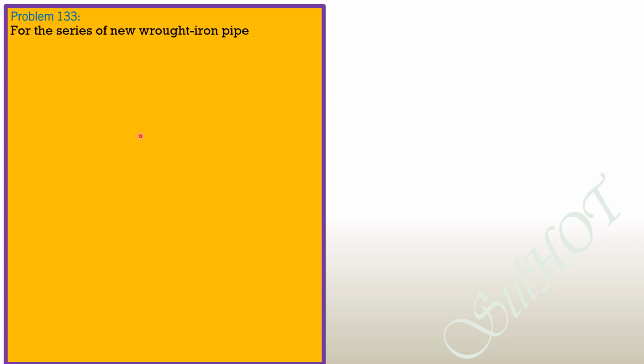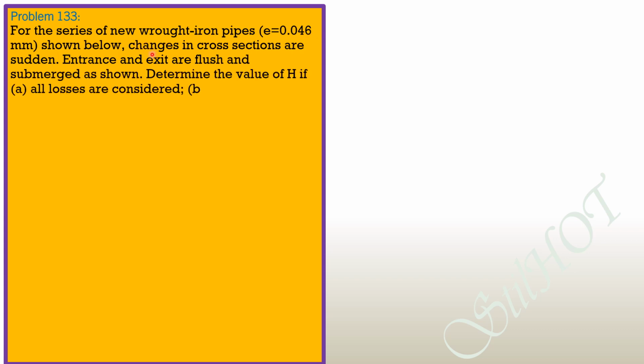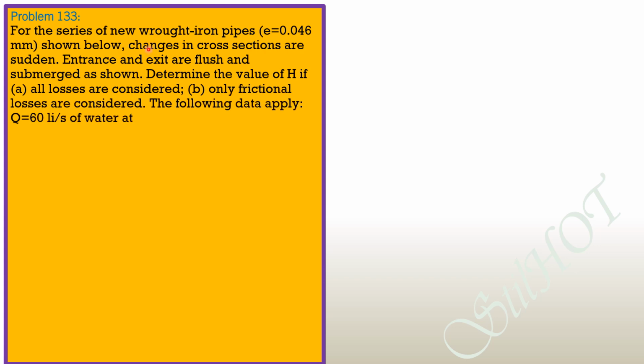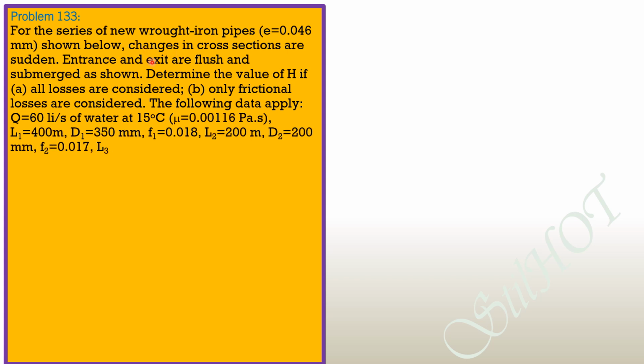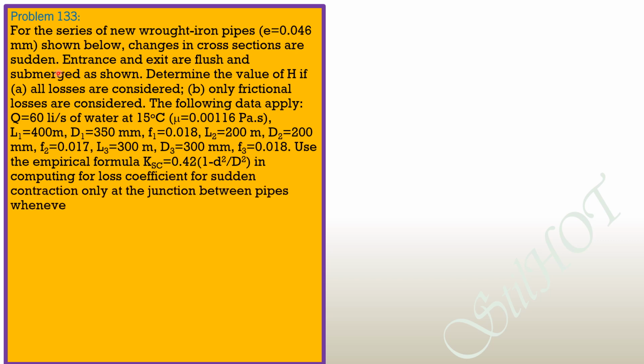Problem 133. For the series of new wrought iron pipes of absolute roughness 0.046 mm, shown below, changes in cross-sections are sudden. Entrance and exit are flush and submerged as shown. Determine the value of the head H, the difference in elevation between water surfaces in the two reservoirs. In part A, all losses are considered, and in part B, only frictional losses are considered.